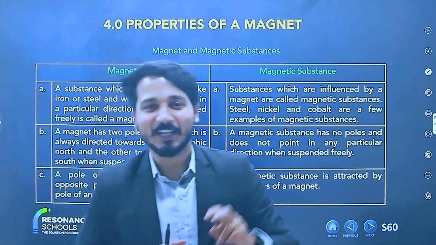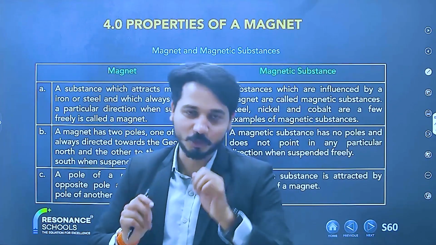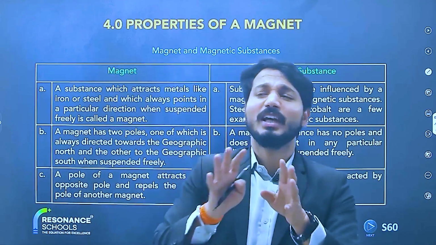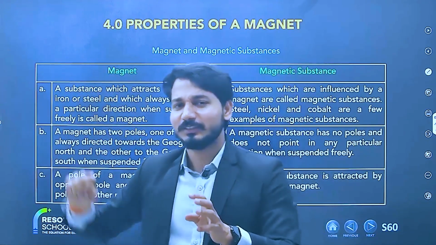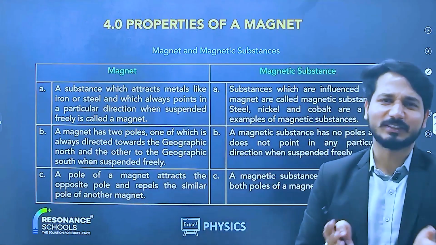Second point about magnets. A magnet has 2 poles. One pole is always directed towards the geographic north, and the other pole is directed towards the geographic south, when they are suspended freely. We have discussed this already.